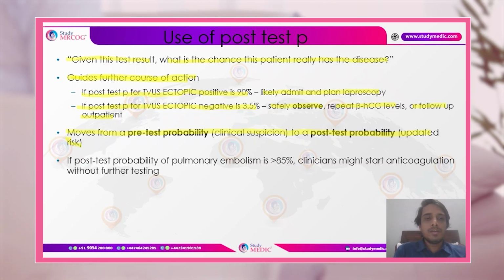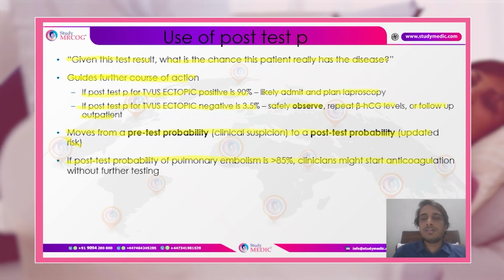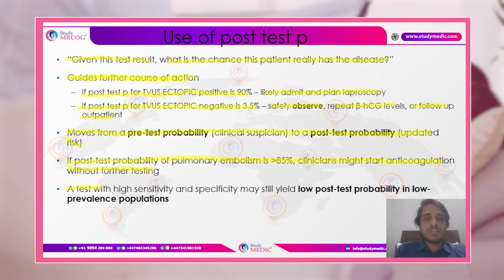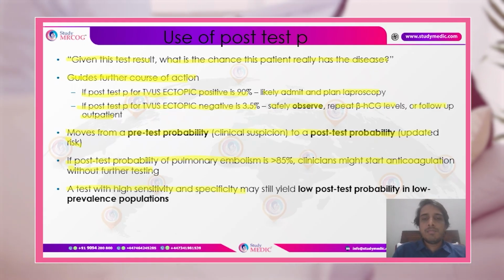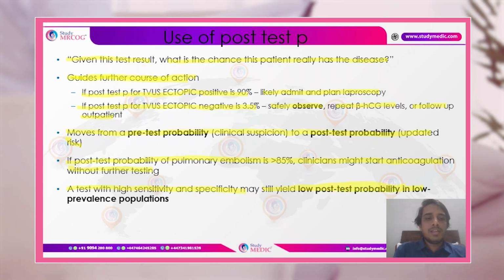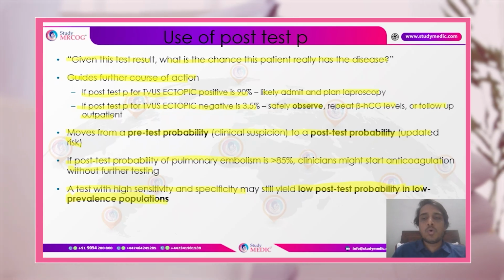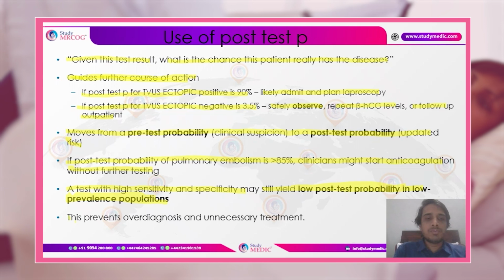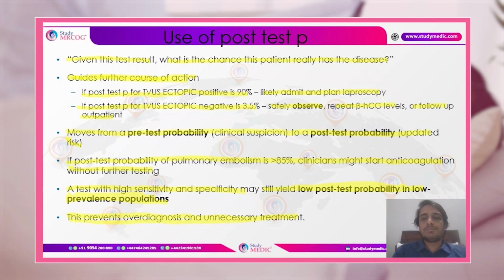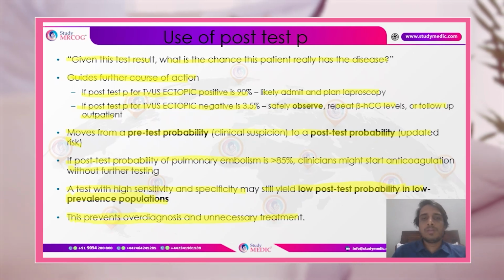If the post-test probability of pulmonary embolism is more than 85%, we might think we can start anticoagulation without further testing. A test with high sensitivity and specificity may still yield a low post-test probability in a low prevalence population. This you have to remember. So we need not overuse the diagnostic test here. This will prevent overdiagnosis and unnecessary treatment when the prevalence is low, even when the sensitivity and specificity are good. These are the uses of post-test probability.